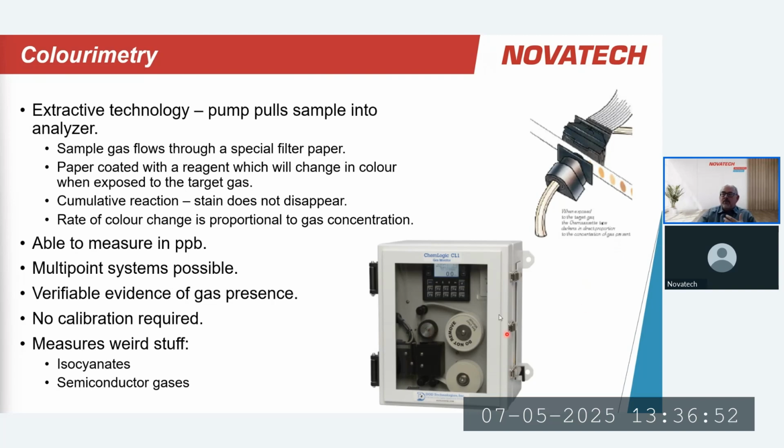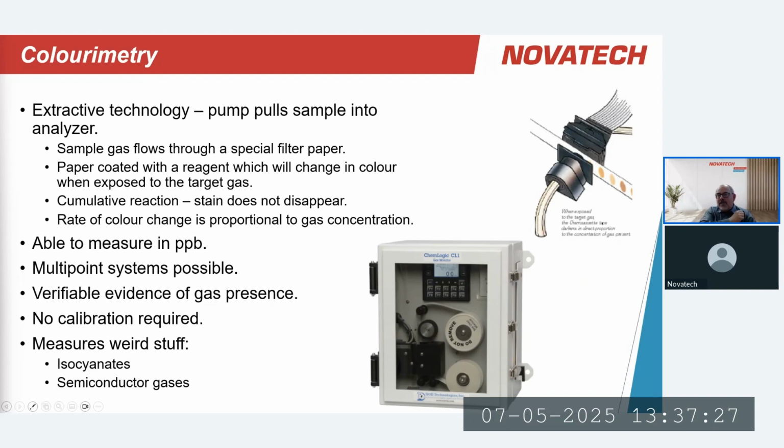The way these analyzers or these detectors work is that they're constantly sucking a sample. They're extractive in nature. There's a pump that's always pulling a sample through. The sample literally flows through the paper. It's like a filter paper. And there's an optical setup on it where we are shining light onto the paper and looking at the light that is reflected. And as a stain develops, it will change the amount of light that gets reflected back to the detector.